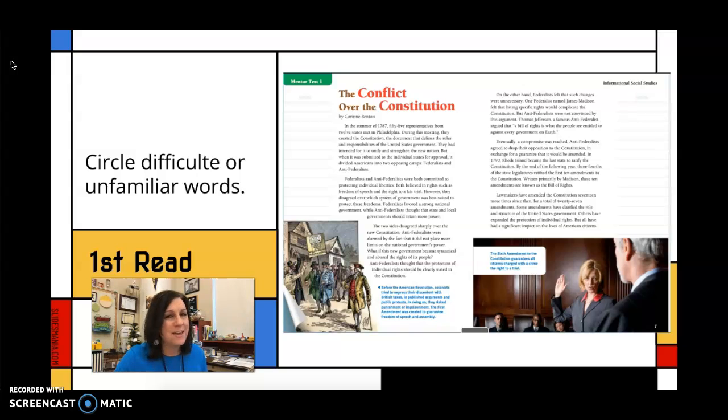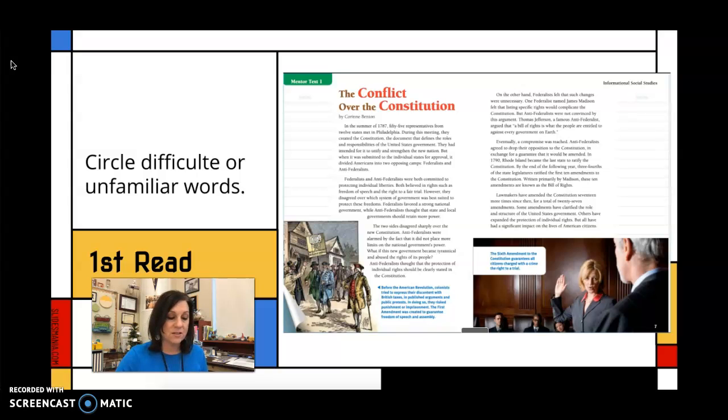Thomas Jefferson, a famous Anti-Federalist, argued that a Bill of Rights is what the people are entitled to against every government on earth. Eventually, a compromise was reached. Anti-Federalists agreed to drop their opposition to the Constitution in exchange for a guarantee that it would be amended. In 1790, Rhode Island became the last state to ratify the Constitution. By the end of the following year, 3/4 of the state legislatures ratified the first 10 amendments to the Constitution. Written primarily by Madison, these 10 amendments are known as the Bill of Rights.